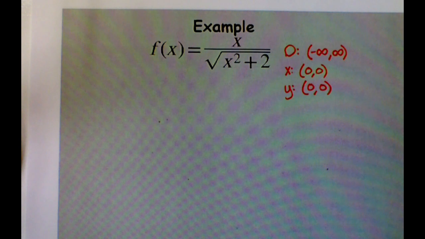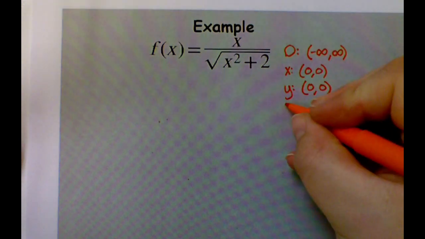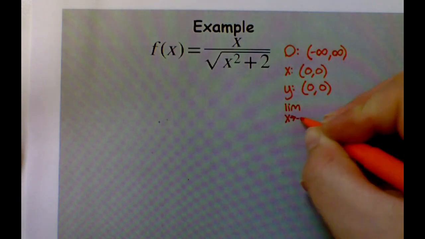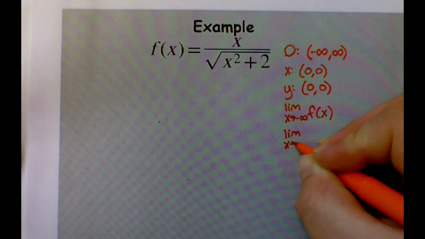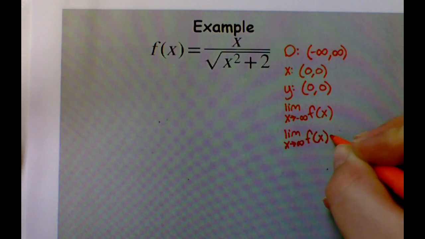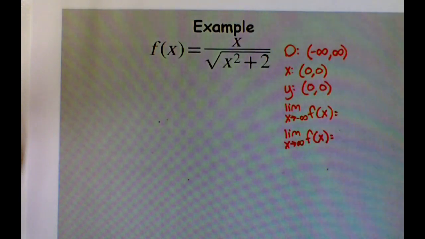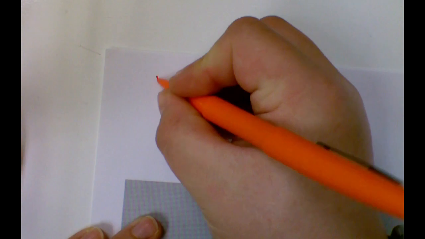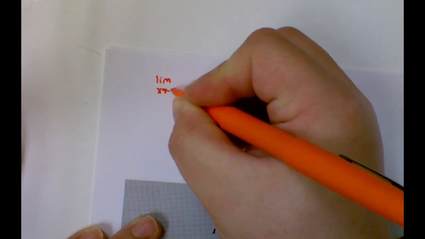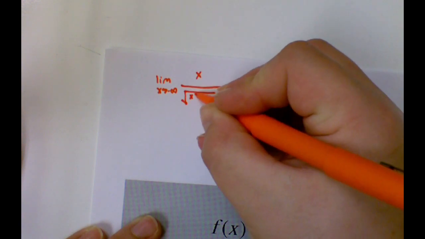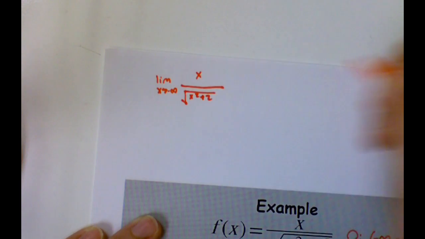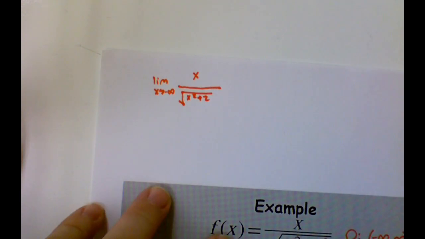For horizontal asymptotes, remember that we have to do the limit as x approaches negative infinity and the limit as x approaches positive infinity. Let's do a little side work on those. So a reminder for the limit as x approaches negative infinity: we take everything in our function and divide by the highest power of x in the denominator.